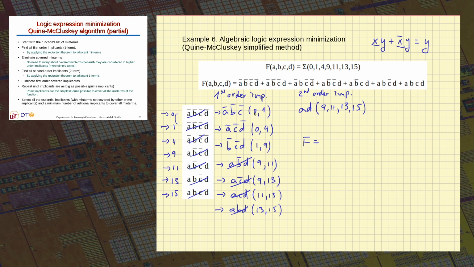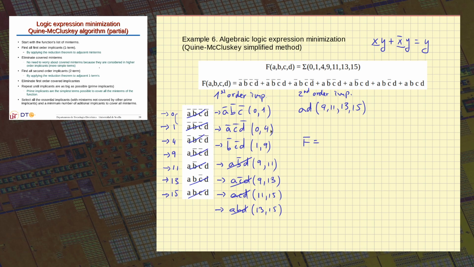To see that, I will check which minterms they cover. For example, this term covers 0 and 1, but 0 is also covered here, and 1 is also covered here, okay? So this prime implicant is not essential. We say it's not essential because the minterms it covers are also included by other prime implicants. Okay, so I will try to find if we have essential prime implicants. It means prime implicants which cover minterms that are not in other prime implicants. And it happens with the second one.